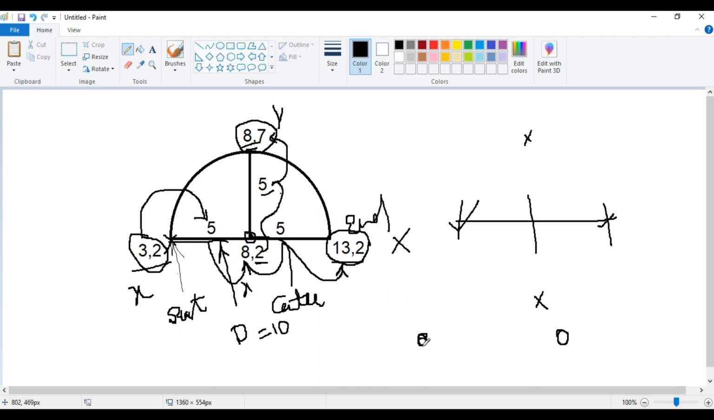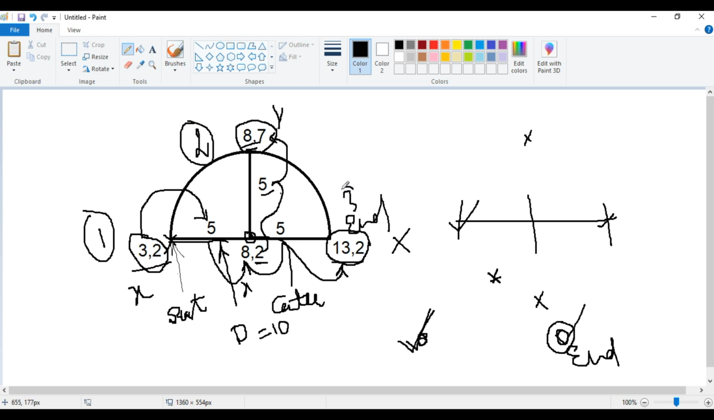So first I need to give the starting point, and then I need to give this coordinate value, and then the end point I need to give. That is why we call it an end point. End point means at last we are providing this point. So first I provide this point, and then next this point, and finally we are going to provide this coordinate value.